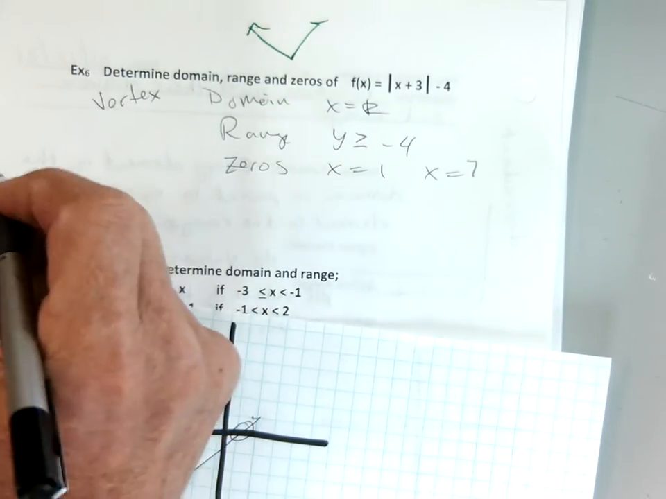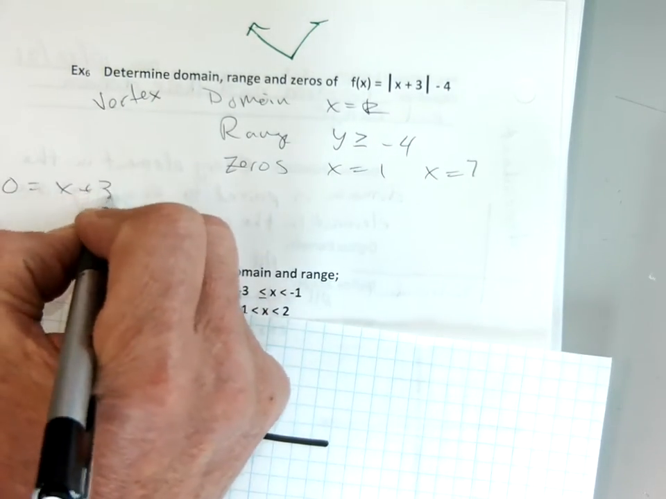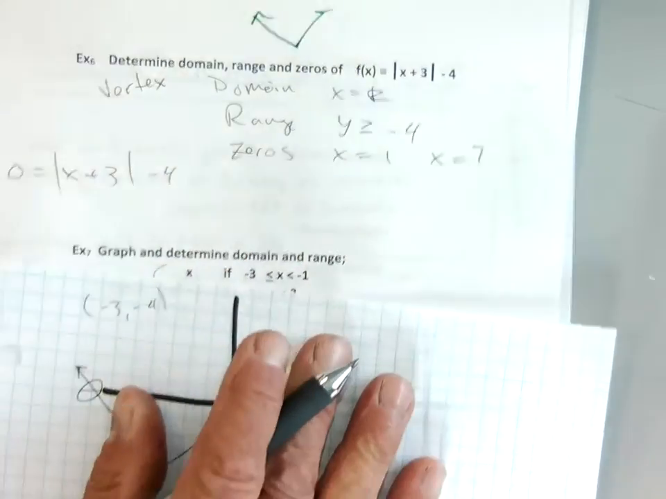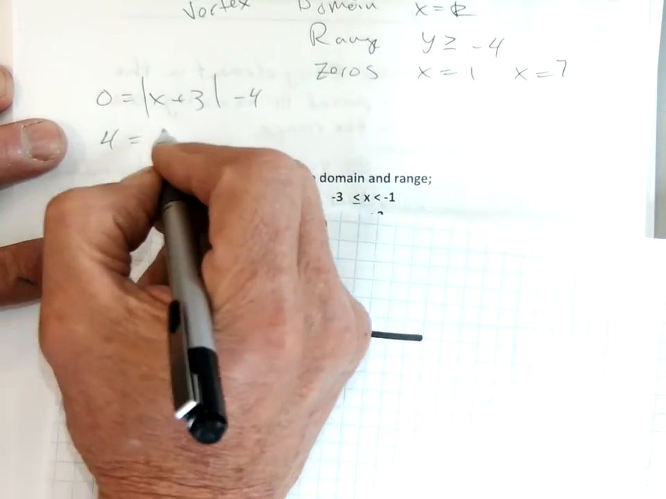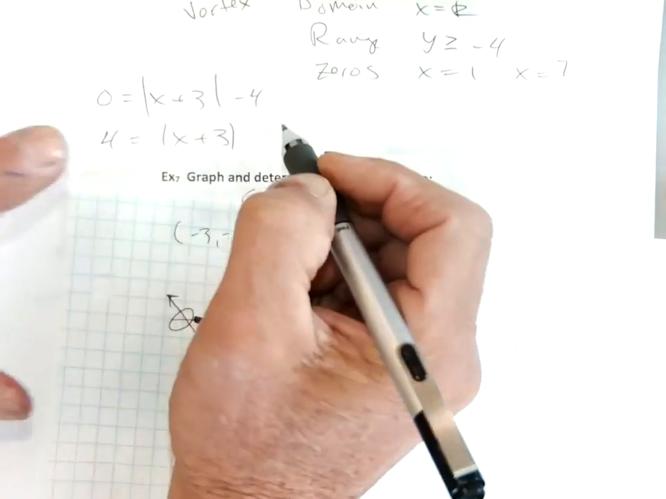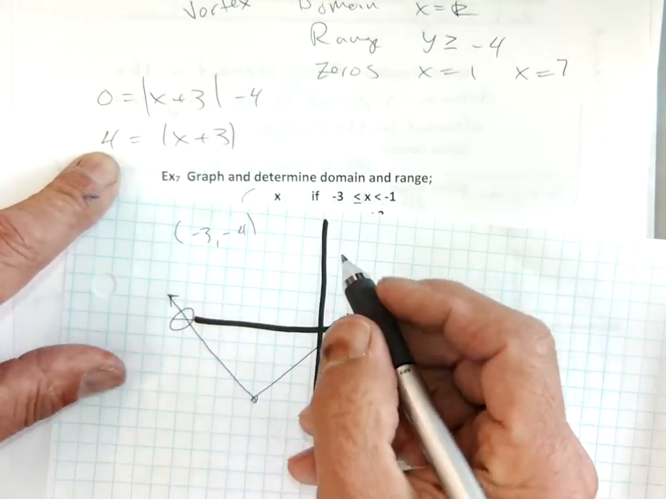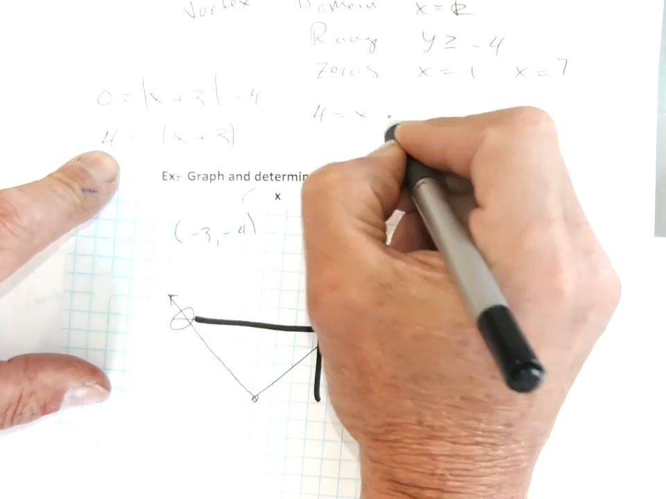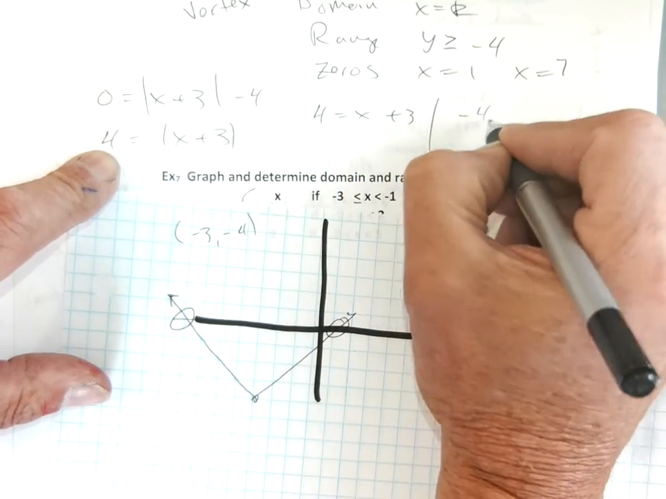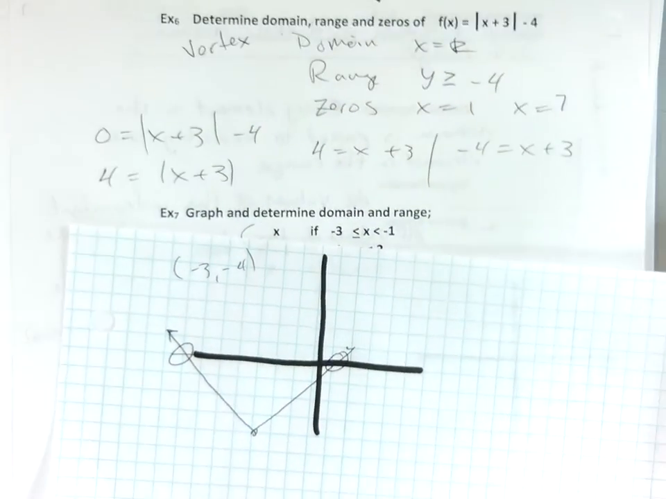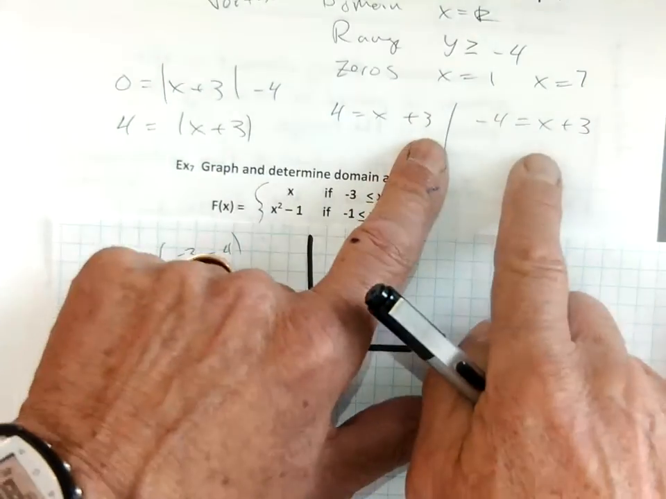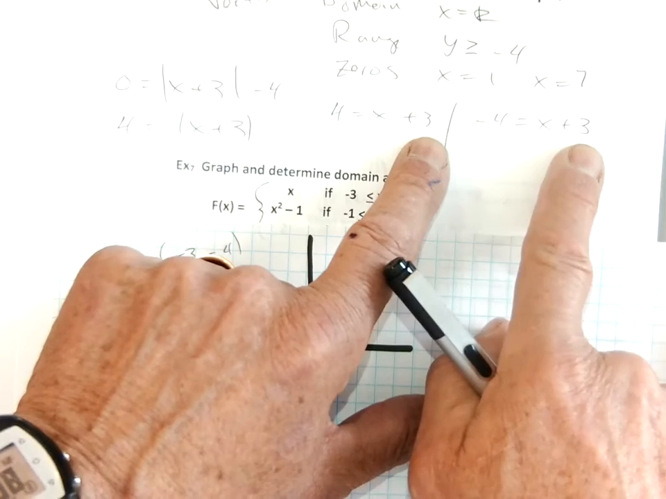Great. We would say 0 equals the absolute value of x plus 3, minus 4. And then you just solve it. Right. And when you get to here, there's always a positive and a negative value for absolute values. So you'd say 4 is equal to x plus 3, and you'd say negative 4 is equal to x plus 3. Great question. Okay. And then obviously here you're going to get our 1 and our negative 7, right?